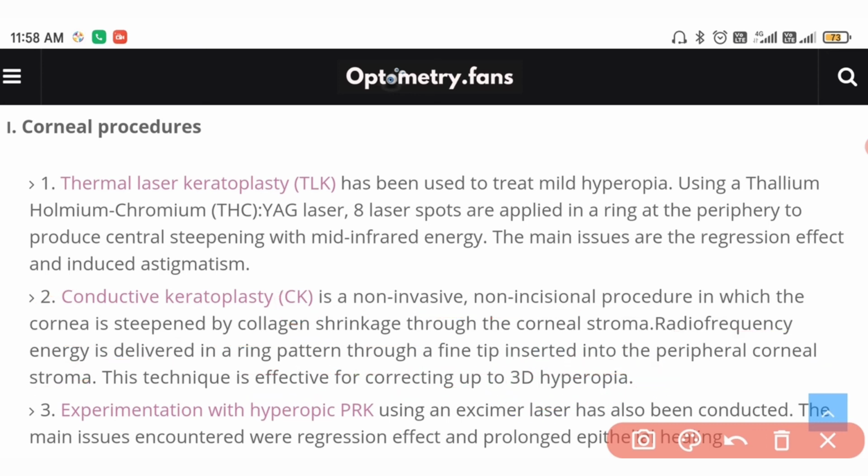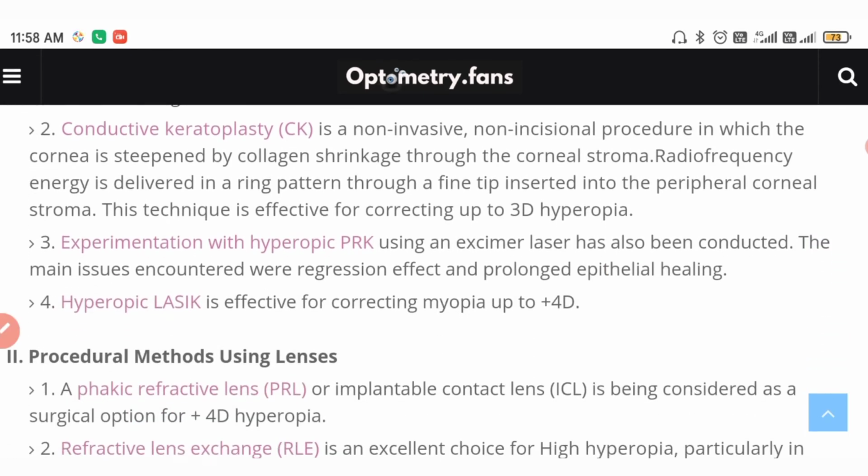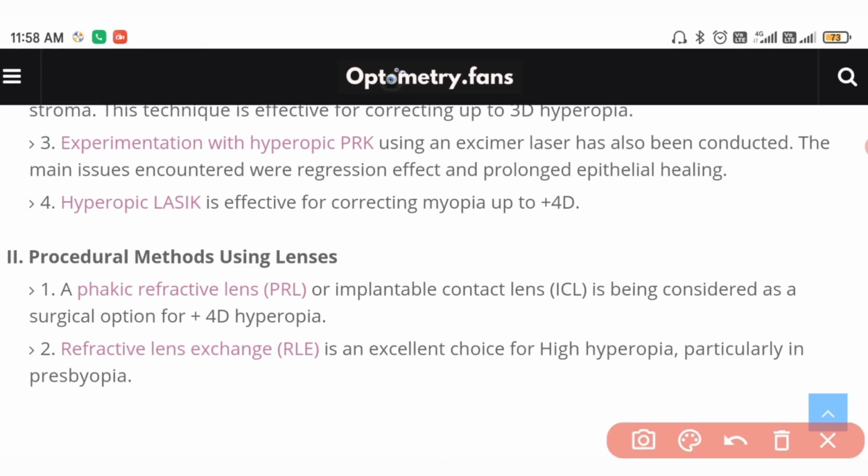Next is experimentation with hyperopic PRK using an excimer laser, which has also been conducted. The main issues encountered were the regression effect and prolonged epithelial healing. And the fourth is hyperopic LASIK.